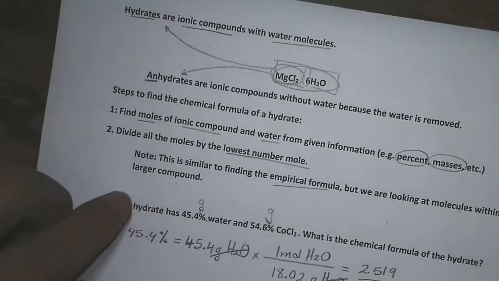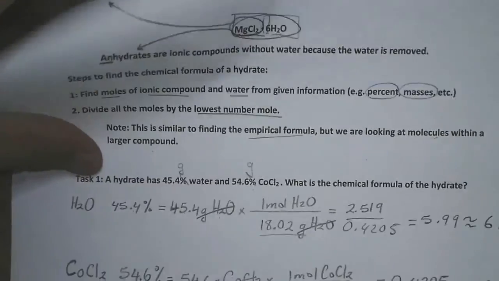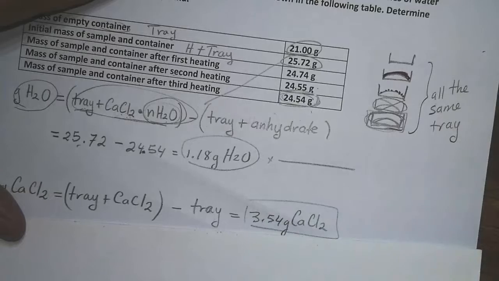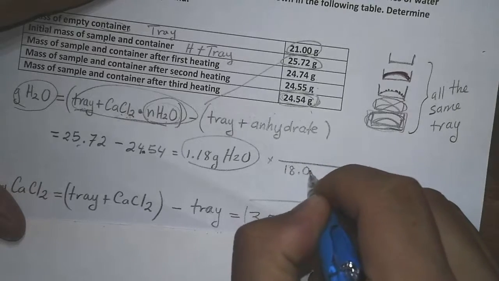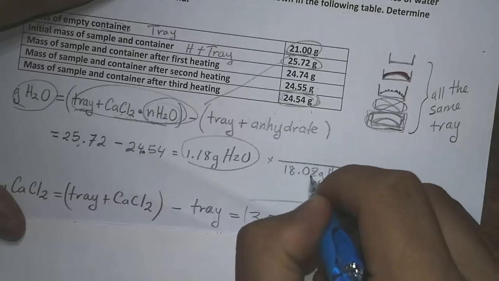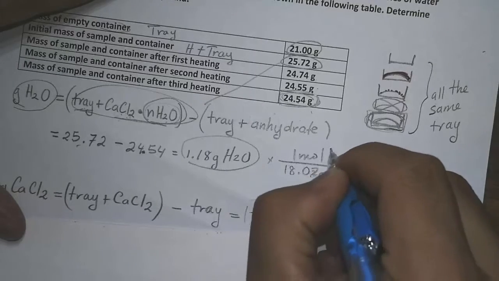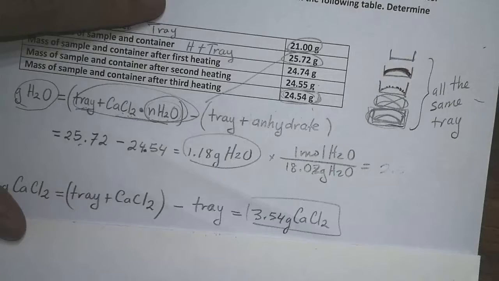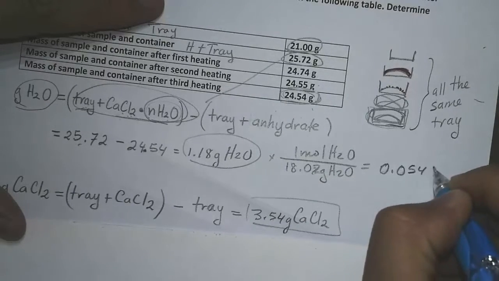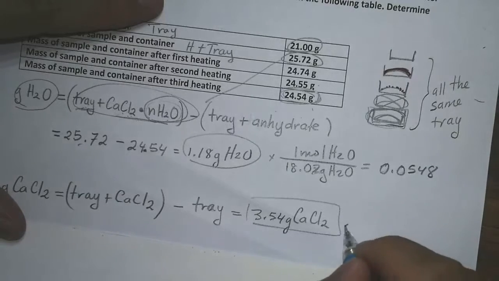The next step is to find the moles, and that is pretty easy. For water, I just multiply by the molar mass, which in this case is 18.02 grams of H2O on the bottom, and this will be 1 mole of H2O. When we plug this into our calculator, we have 0.0548. And then we do the same thing for this one as well.